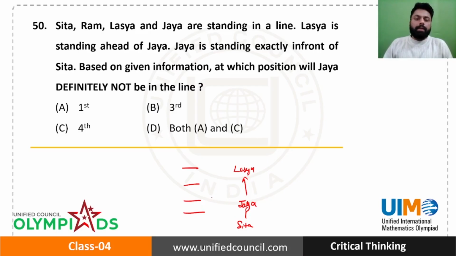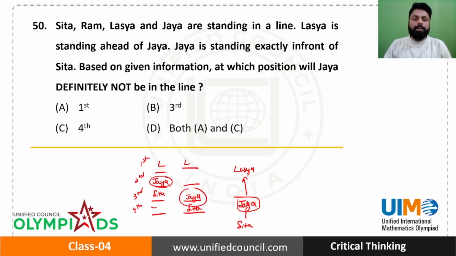So see, let's suppose if we talk about Jaya and we put it over here, then Sita cannot come just before. So Jaya can come here, Sita, and then Lasya can come at any of the positions. We can also take a scenario where Jaya can come here, Sita is just before, and Lasya can come here, and then the fourth one is here. So Jaya can come, let's say this is the first, this is the second, this is the third, and this is the fourth. So Jaya can come either second or the third position, but cannot come on first or the fourth position.